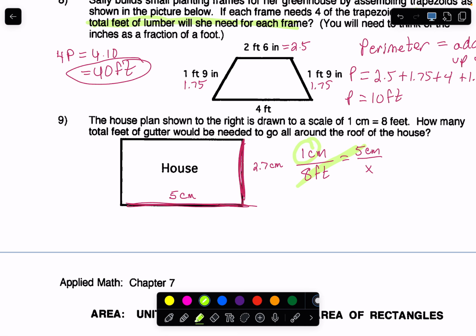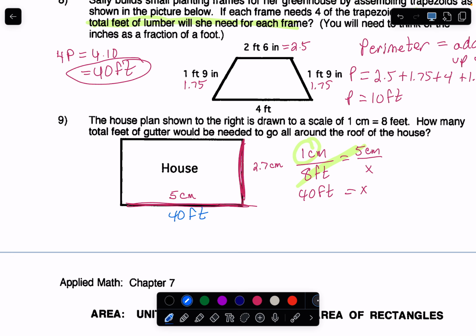So 8 times 5 is 40. Divided by 1 is still 40. So it's great when that's a 1, because then you don't have to worry about it. So we know that this is 40 feet. So the 5 centimeters is 40 feet. Now it makes sense. If 1 is 8, 8 times 5 is 40. Makes sense, it's 40. So let's put 40 feet down here. Okay, so we got 40 feet.